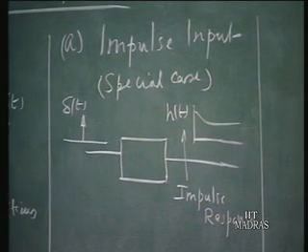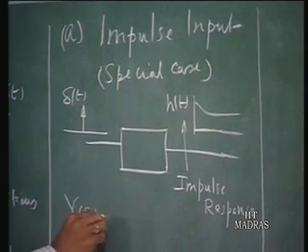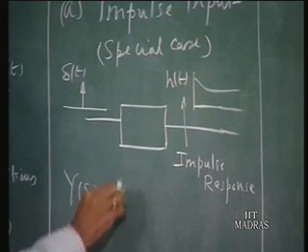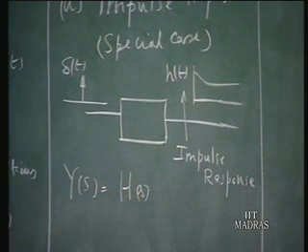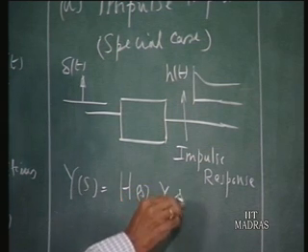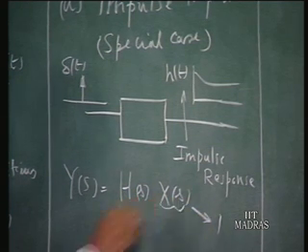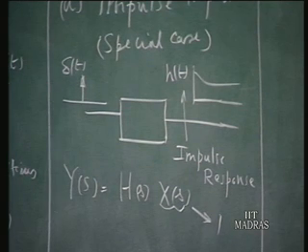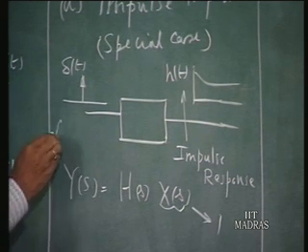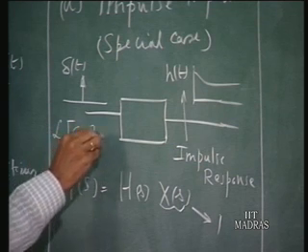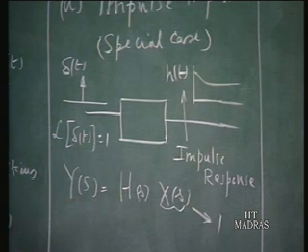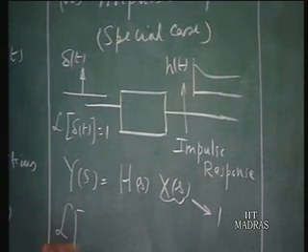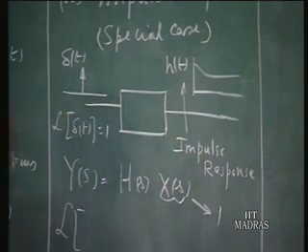Now applying this formula here, y of s, whatever output you get here, is related to the input by this manner: h of s, the system function, times x of s. X of s happens to be 1 because x of t happens to be delta t. The Laplace transform of delta t, as we know, equals 1. So that means the output is simply h of s, but that output we are calling h of t. Therefore, y of s itself is h of s.